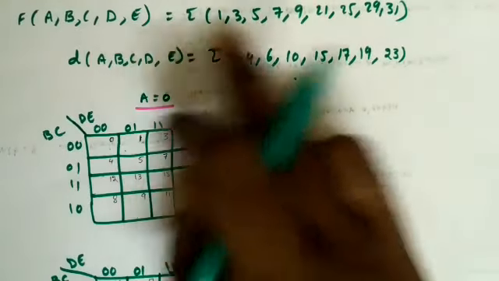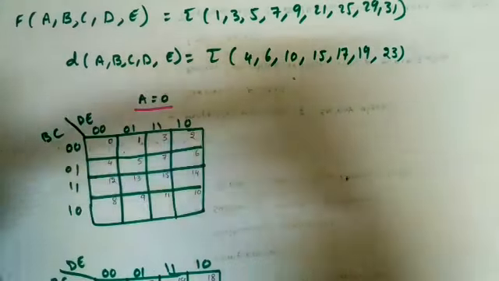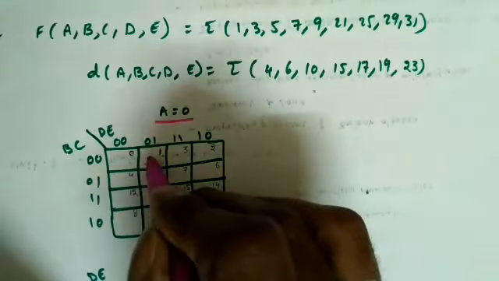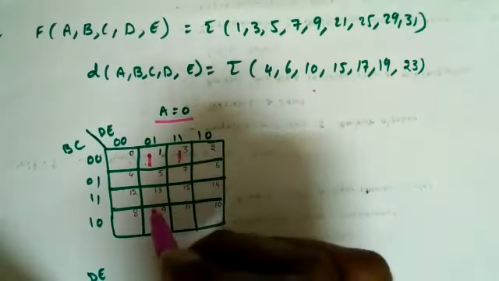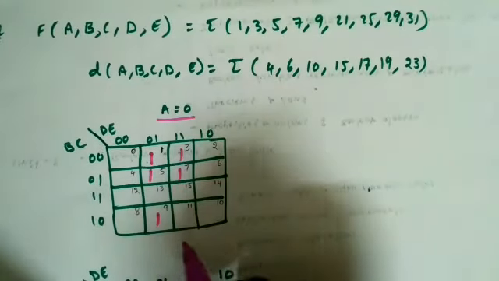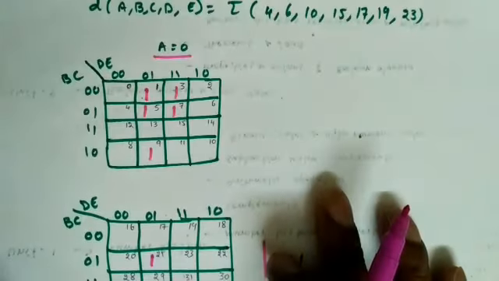So f of ABCDE is given like this, and don't cares are given in these positions. I have given the numbers directly. In these positions we have to represent 1. So 1 means here, then 3, then 5, 7. See, 1, 3, 5, 7, then 9 is here, then 21. So where is the 21? 21 here, then 25, 29, 31. So 25 here, 29 here, 31 here, right?